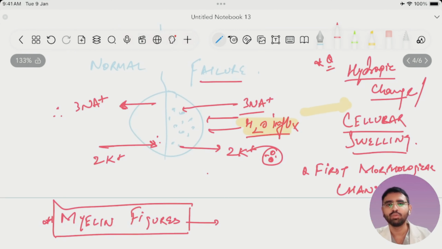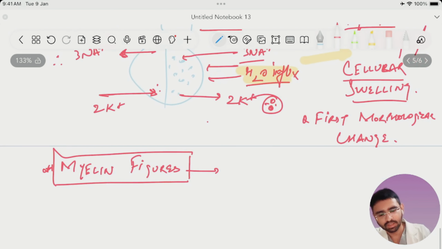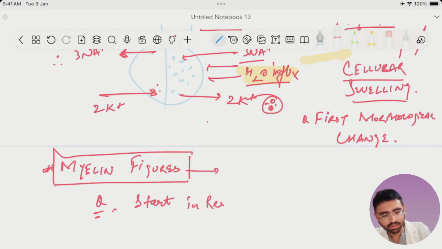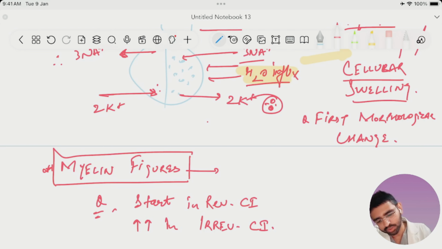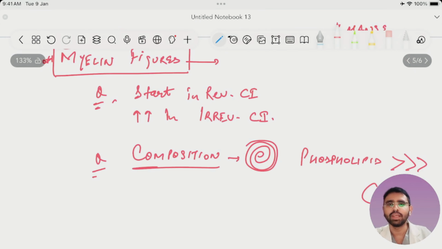Now, it will lead to the formation of myelin figures, which will be seen in electron microscopy. In myelin figures, the first question is that they start in reversible cell injury, and they increase in irreversible cell injury. The second question is about composition. Composition will be like this: phospholipid will be more than calcium.